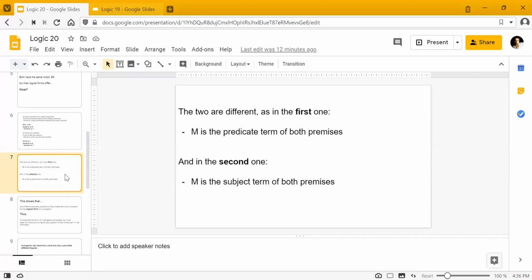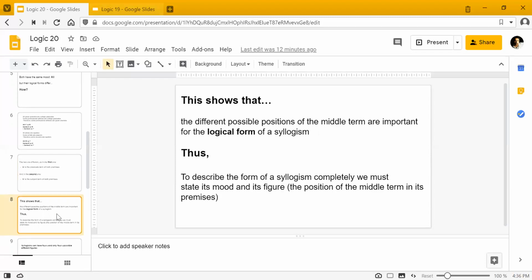So M is the predicate term of both premises in the first one, and M is the subject term of both premises in the second argument. So this shows that the different possible positions of the middle term are important for the logical form of a syllogism. This is exactly what I just said. Thus, to describe the form of a syllogism completely, we must state its mood and its figure.